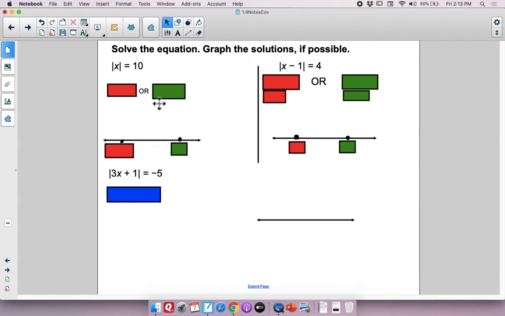Okay, so here we go. Absolute value of x equals 10, and then we need to graph them if possible, if there's a solution, obviously. Okay, so we could write this as x equals the number on the other side, 10, or what's in the absolute value is x equals the opposite of what's on the other side, negative 10. Pretty easy to solve that one, right? So all we would do on our number line is fill in dots at negative 10 and 10.